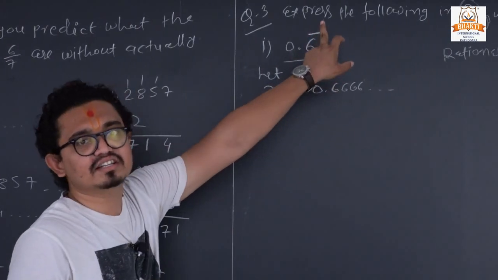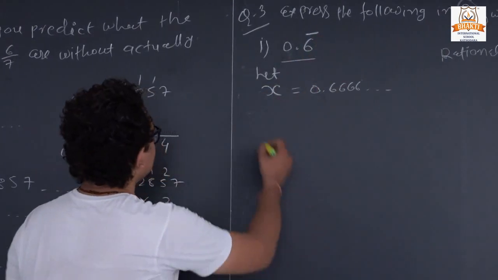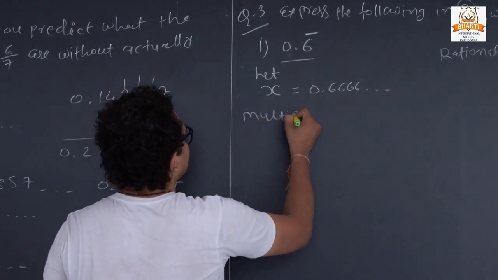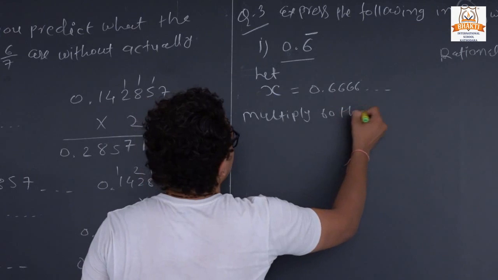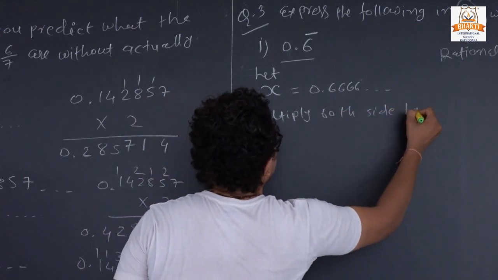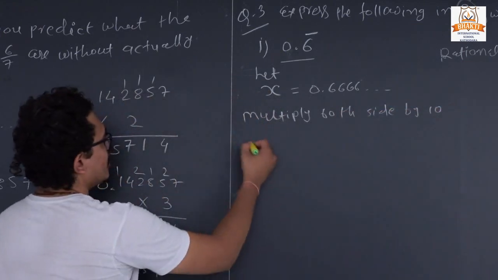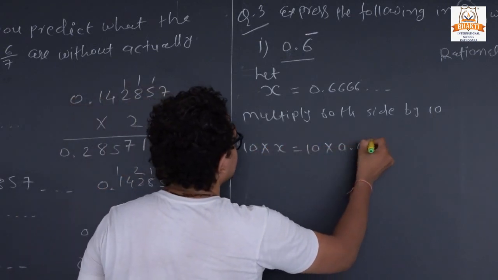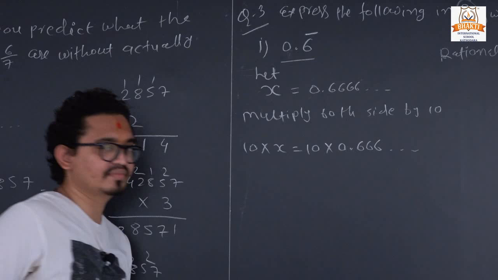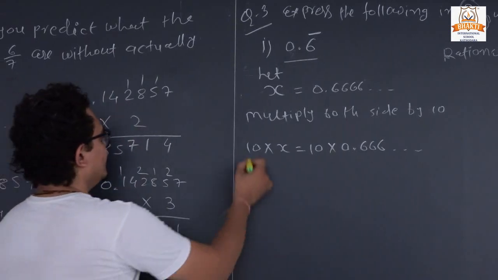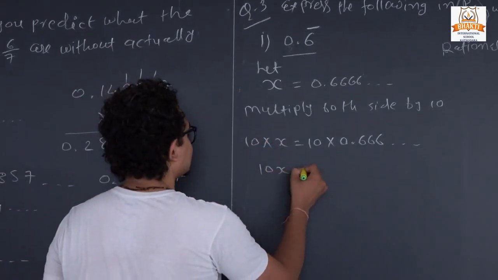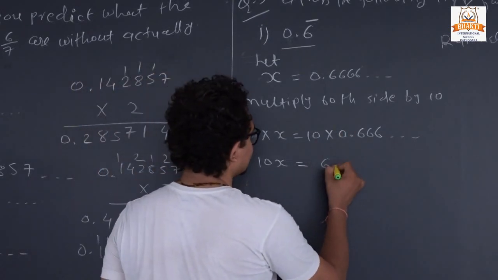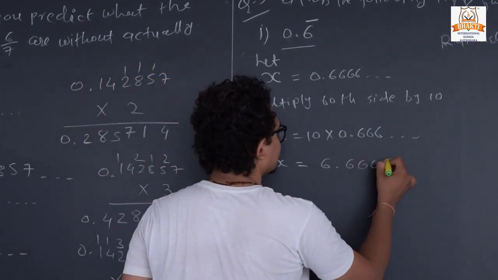If one digit is repeated, what can we do? Here we multiply both sides by 10. So 10 into x is equal to 10 into 0.666. So 10 into x will be 10x, and 10 multiplied with 0.666 gives 6.6666.